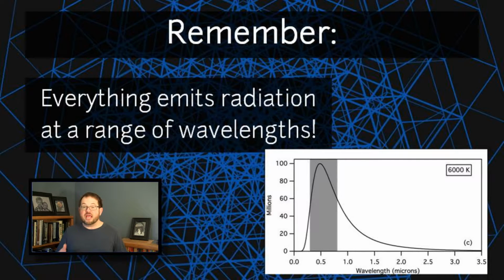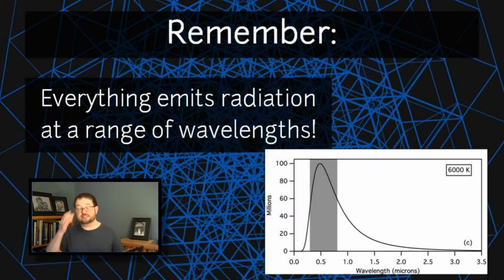Everything always emits radiation over a range of wavelengths. We saw diagrams like this one in the previous lecture, a graph that shows, over a range of wavelengths along the x-axis, how much radiation is being emitted at that wavelength by an object of that temperature. This happens to be a graph for the sun.